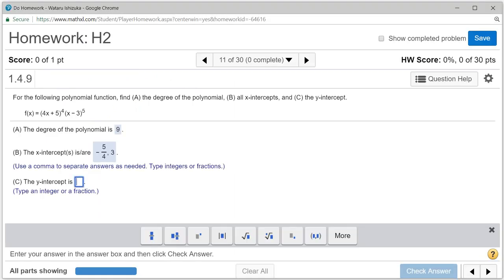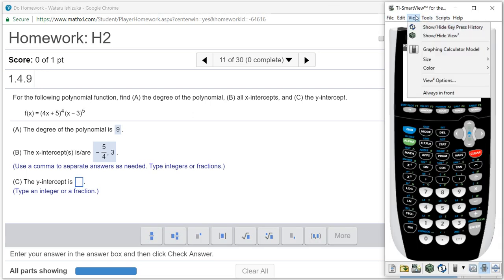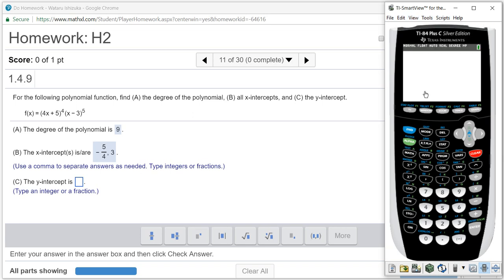It says to type an integer or a fraction, so we will probably have to compute it. Hold on a sec. I'll pull out the calculator so that we can find a value. That was 5 to the fourth power times negative 3. Actually, that's not what I want. Clear that. All right, 5 to the fourth power.